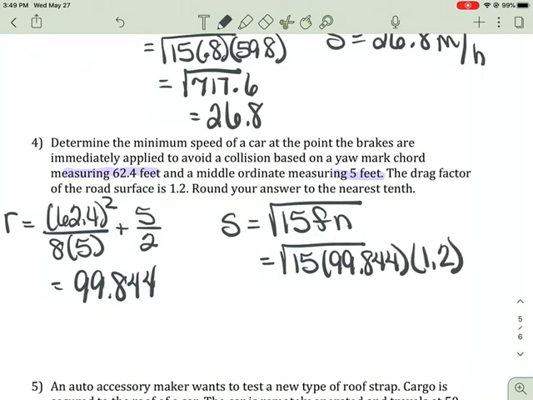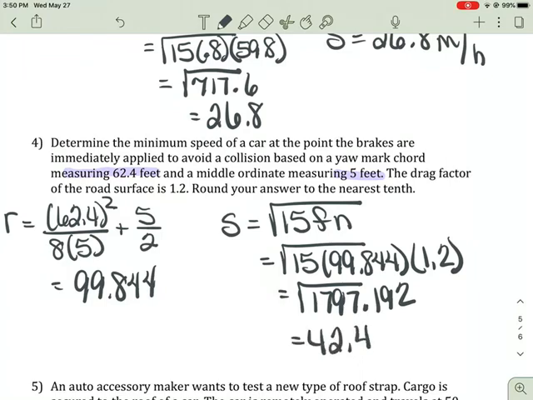Okay, so 15 times 99.844 times 1.2. Okay, I get the square root of 1797.192, and then we're going to square root that. Okay, so we're going to get 42, let's go with 42 miles per hour.